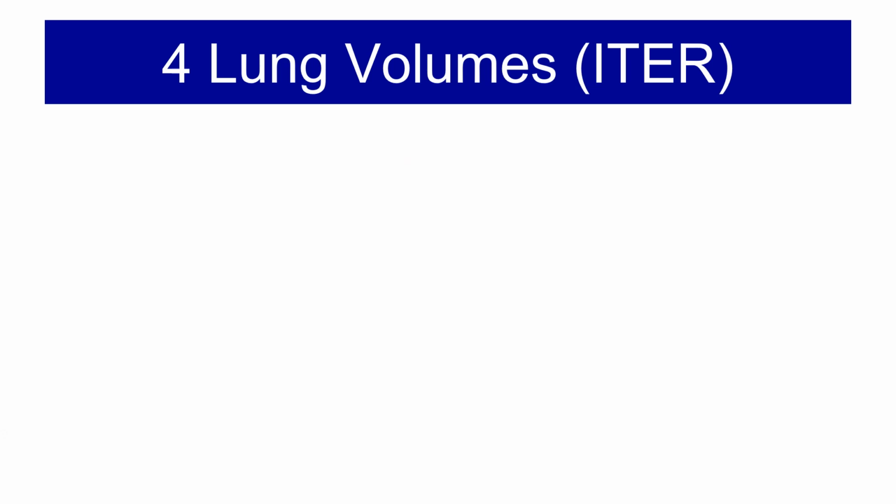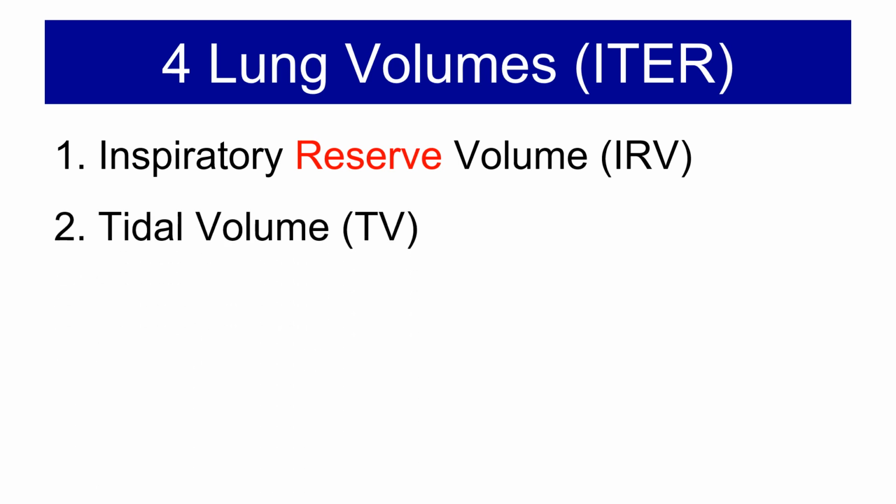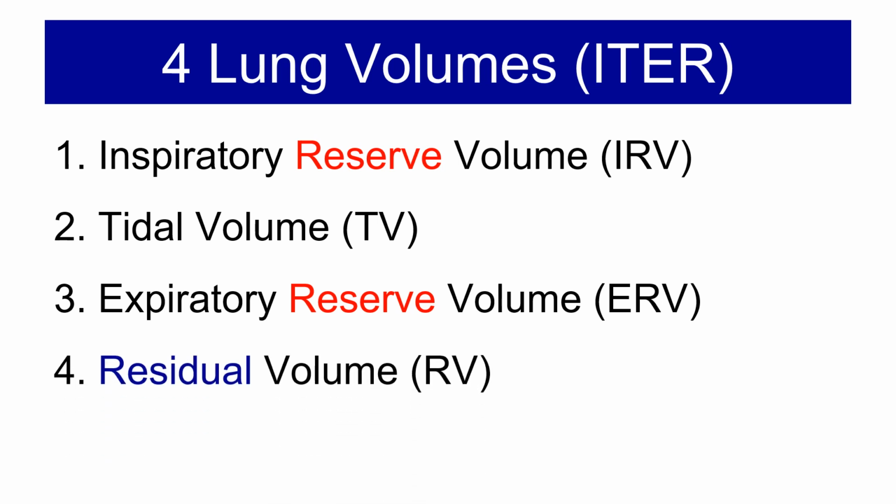So, what are the four lung volumes? I stands for inspiratory reserve volume, T stands for tidal volume, E stands for expiratory reserve volume, and R stands for residual volume.